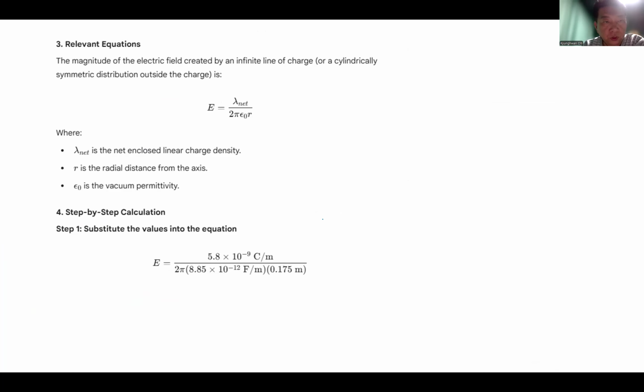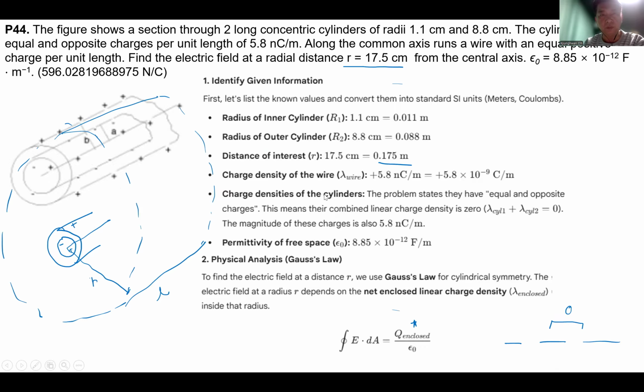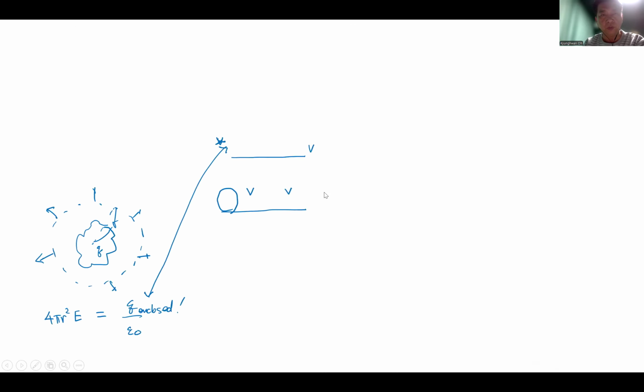Then the net charge is going to be the linear charge density at the center, and it has one over R dependence. If you just plug in the numbers, you can get the electric field. Okay, that's it.